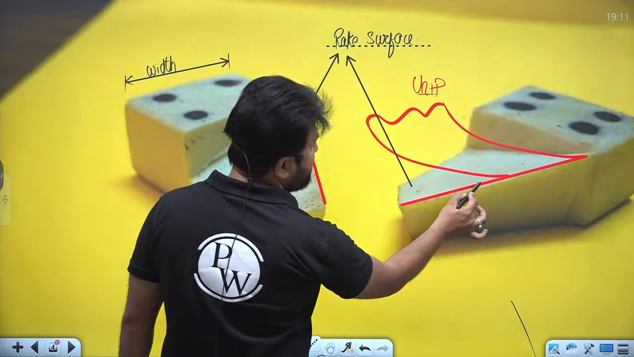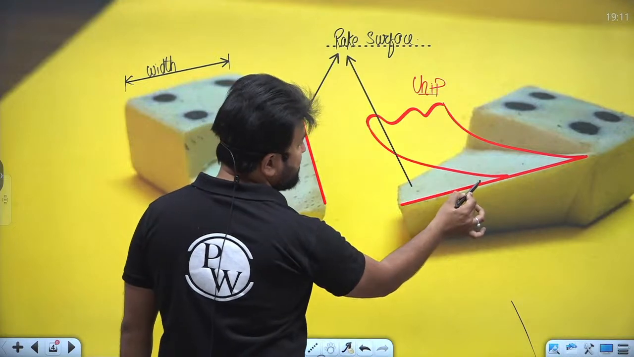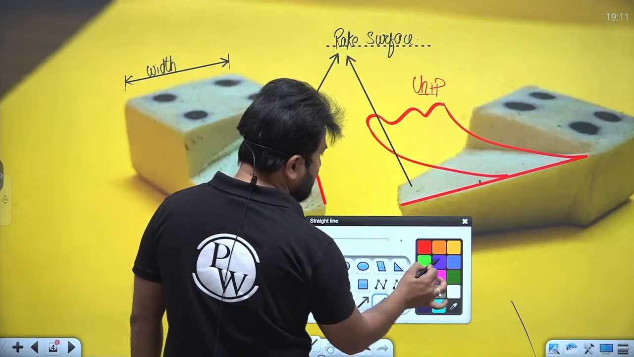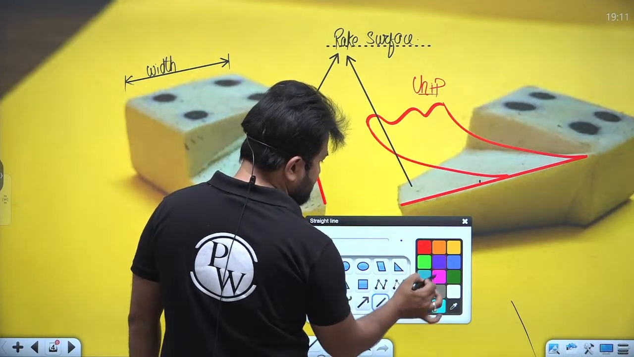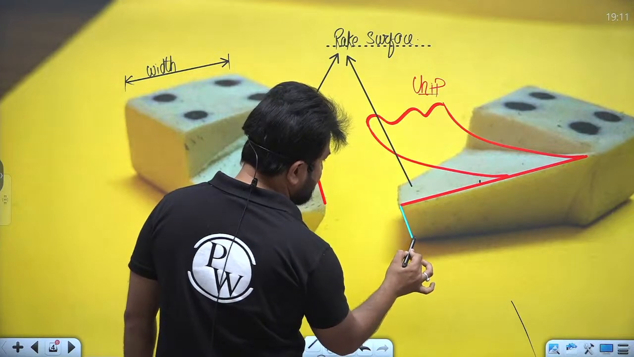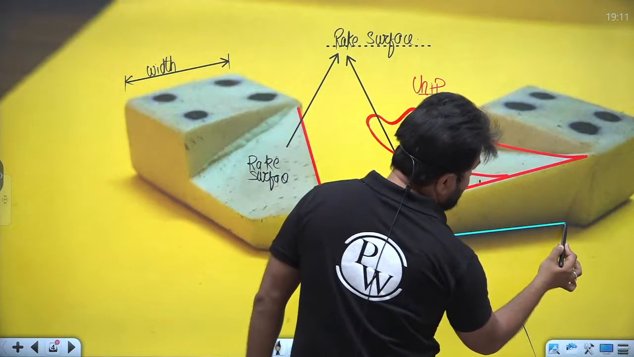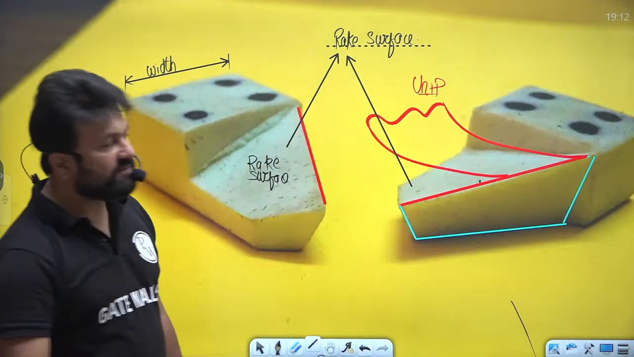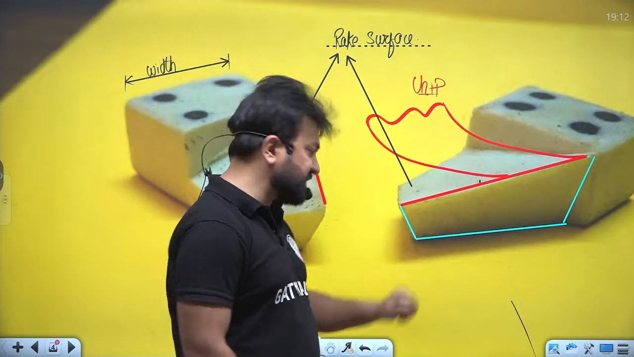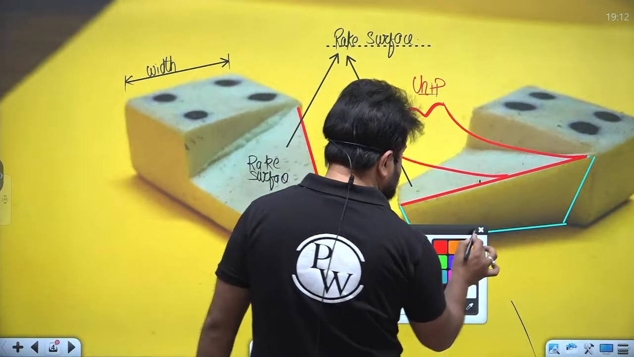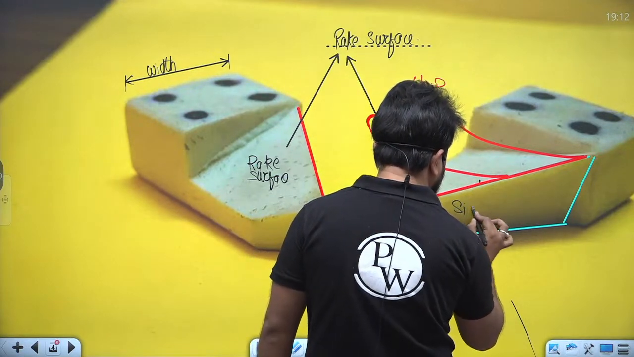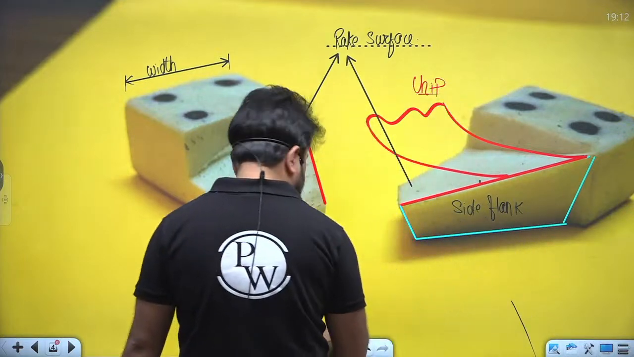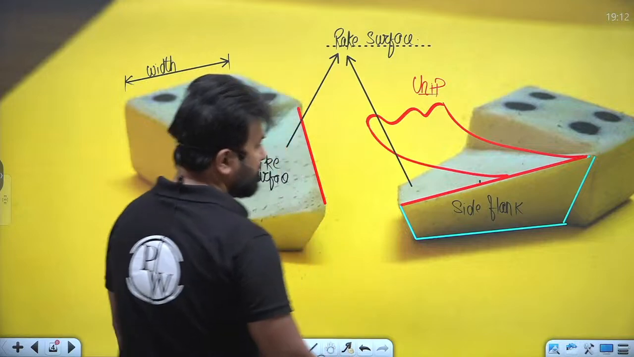Now, the surface which is below the side cutting edge, as you can see in the figure. I'm talking about this, my dear. This surface, the surface below the side cutting edge, is known as the side flank. Is that point clear? So this is the side flank.